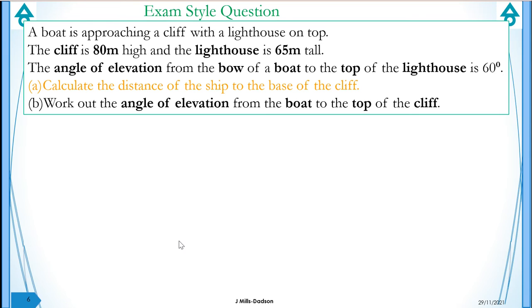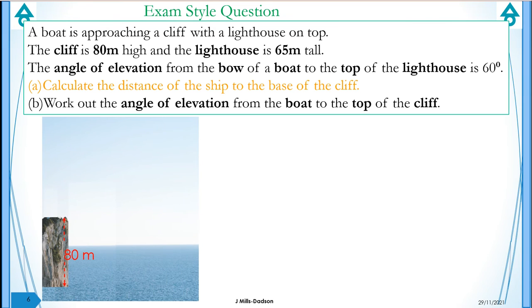Now let's try to use some diagrams. So a boat is approaching a cliff. A cliff definitely has to be a vertical line. So let's say this is the cliff and it's 80 meters. A lighthouse is on top, so that's the lighthouse, 65. Now a boat is approaching. So let's put this is the boat. And the angle of elevation from the bow. So this is the bow, the pointy bit, the very top end of it is the bow.